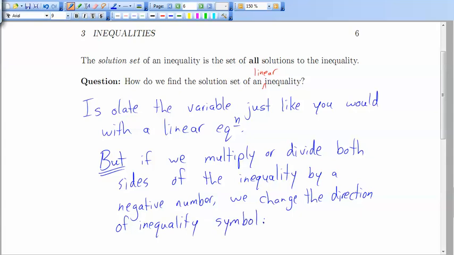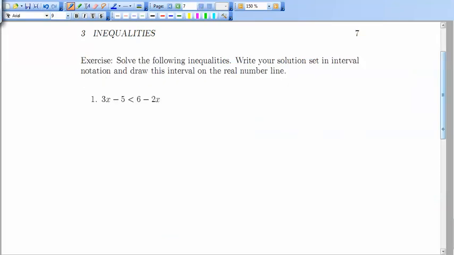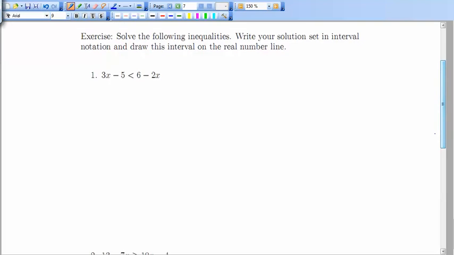So we'll proceed just like we would with a linear equation, but if we need to divide or multiply both sides of our inequality by a negative number, we'll change the direction of that inequality. Okay, that's a very important detail that we need to remember. So let's take a look at some examples here. We'll solve the inequality, and then we'll connect this back to what you know about intervals of the real number line. But first, let's just worry about the solution.